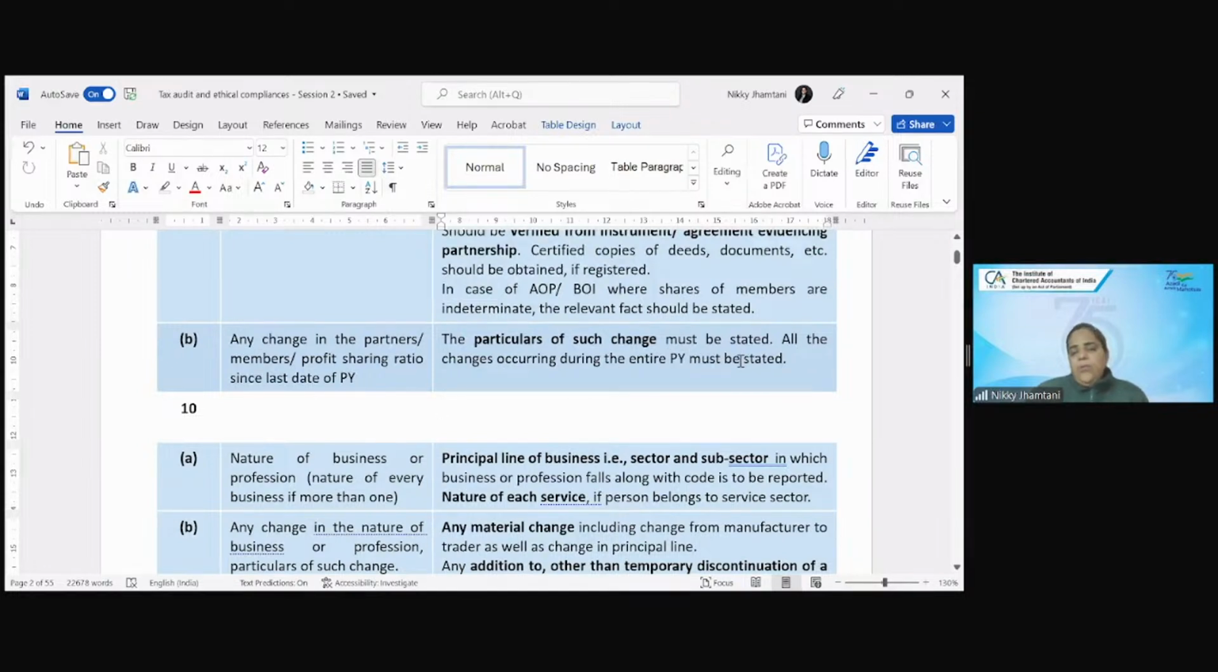तो कुछ भी चेंज हो रहा है प्रॉफिट शेयरिंग रेशियो में लास्ट डेट ऑफ प्रीवियस ईयर, लेट्स से अभी आप टैक्स ऑडिट कर रहे हो 24-25 की, तो लास्ट डेट ऑफ प्रीवियस ईयर क्या थी? 31 मार्च 2024. तब से लेके उस पूरे साल में अगर कुछ भी चेंज हुआ है प्रॉफिट शेयरिंग रेशियो में तो वो पर्टिकुलर्स यहाँ पे मेंशन होंगे. और अगर एक से ज़्यादा बार चेंज हुआ है, 2 बार चेंज हुआ है, 3 टाइम्स चेंज हुआ है, 4 टाइम्स चेंज हुआ है, तो सारे चेंजेस को यहाँ पे हम लिस्ट डाउन करेंगे.